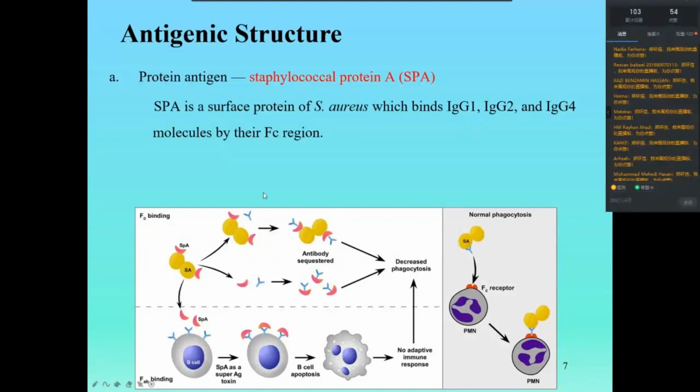Enzymes. This group of pathogens can produce various types of enzymes, and we'll go through those enzymes one by one. The first one is coagulase. This one we introduced a little bit previously.